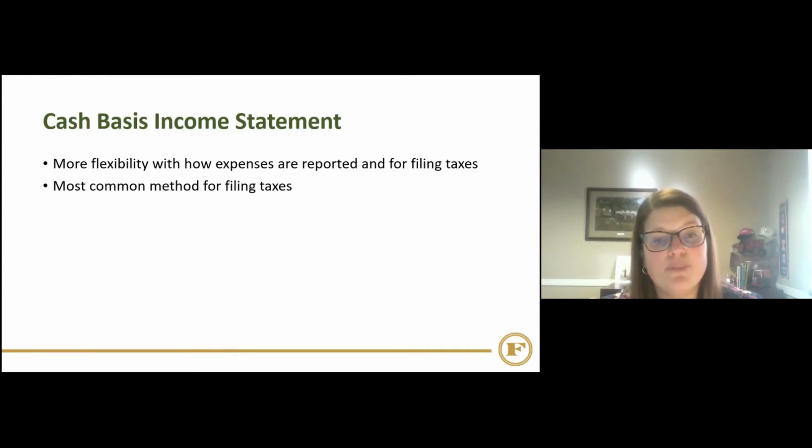This allows them to limit their tax liability more easily. So if you had a year where you had a lot of revenue, you may have some room to pay off some expenses to help limit that tax liability that you will owe.